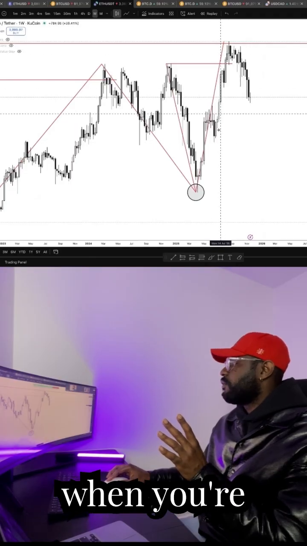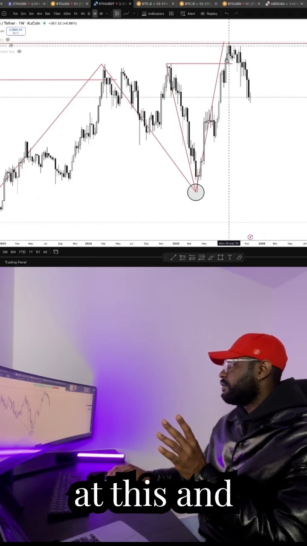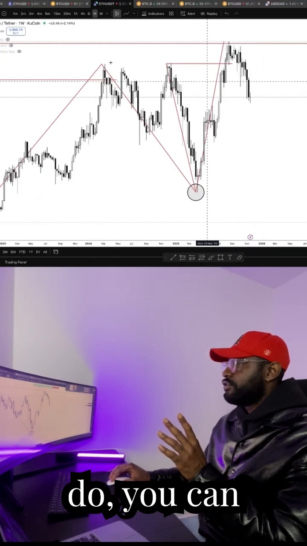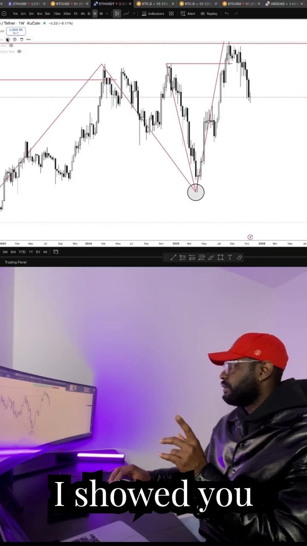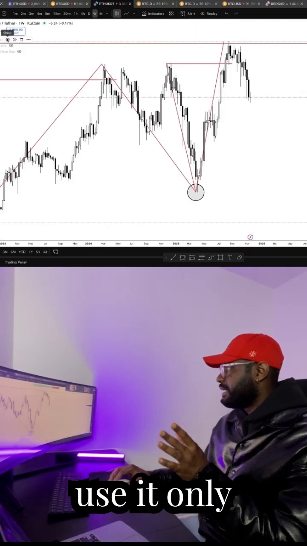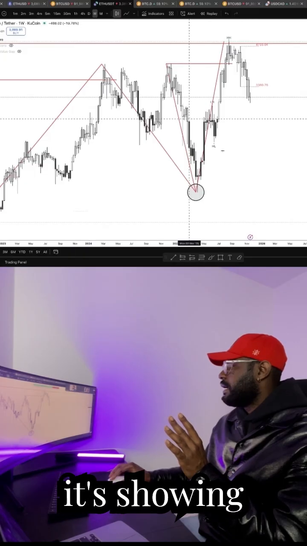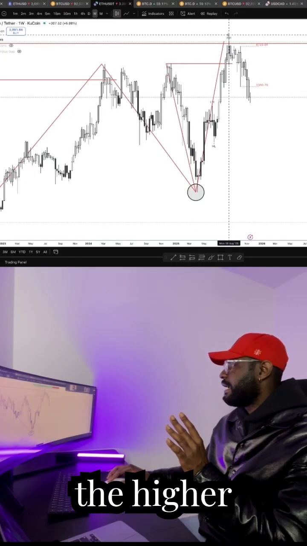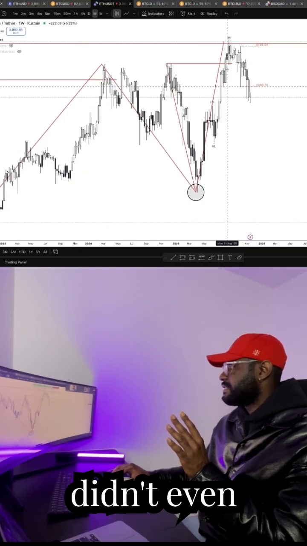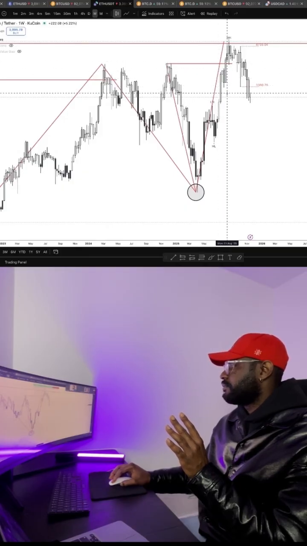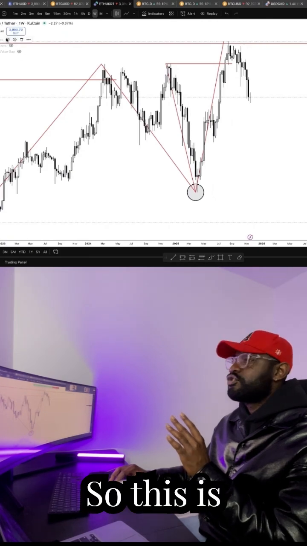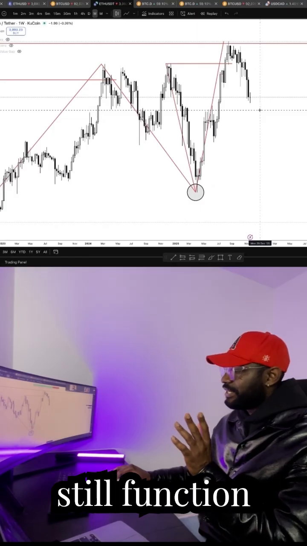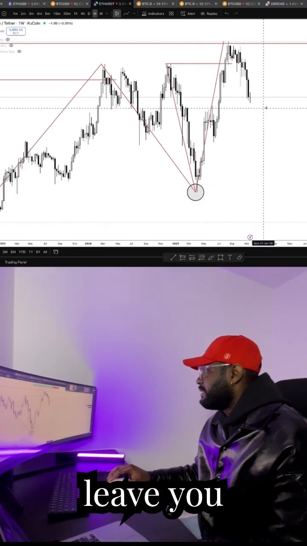Sometimes when you're confused like this, looking at this and thinking this is a low, this is a low, you can always use this indicator I showed you, just for confirmation. Don't depend on it, just use it only for confirmation. Can you notice it's showing you that this is the higher low and this is the higher high? And it didn't even tag this as a low. So this is just an added confirmation. Don't ever depend on it, because it can still function and leave you stranded.